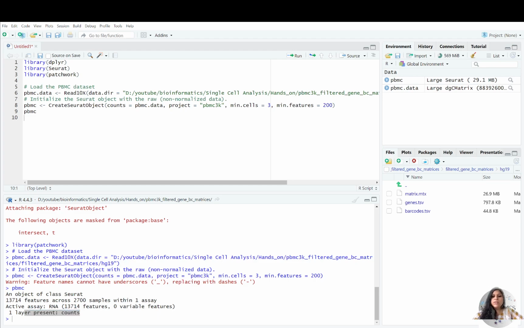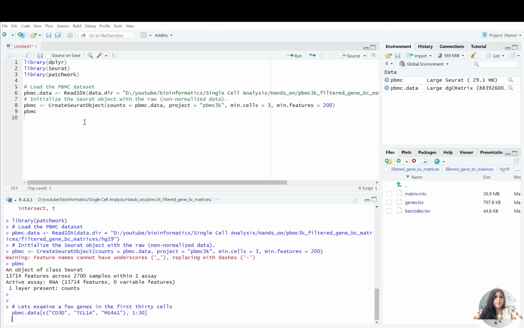And moving on to the next part, copying and pasting it from my GitHub repository. Paste it over here. So let's examine a few genes in the first 30 cells. We have loaded the data with this name, pbmc.data, and you have to explore your data first. You have to open it and explore the data.